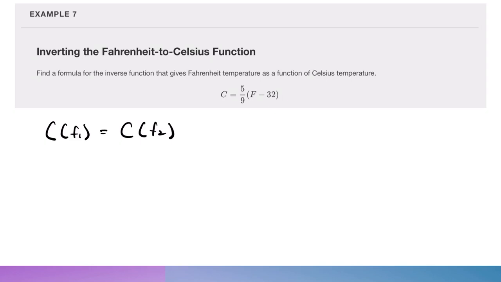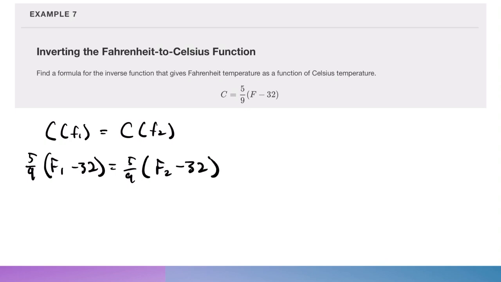Okay. So then we would have 5/9 times, probably should have done capital F, but F1 minus 32. That's going to equal 5/9 times F2 minus 32, okay? So we can multiply both sides by 9/5. This is going to cancel this. So then we're going to have F1 minus 32 equals F2 minus 32.